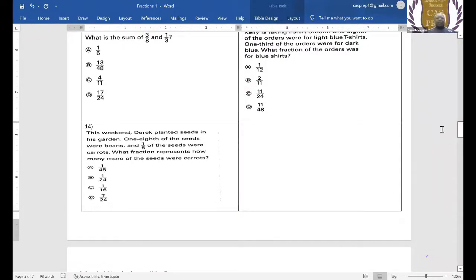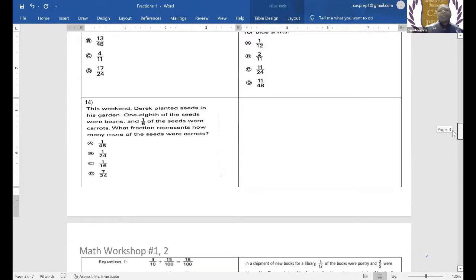Okay. So for number 14, word problem. We'll walk through it real quick and then see what we need to do this week. I'll read it and we'll go from there. This weekend, Derek planted seeds in his garden. 1/8 of the seeds were beans and 1/6 of the seeds were carrots. What fraction represents how many more of the seeds were carrots?